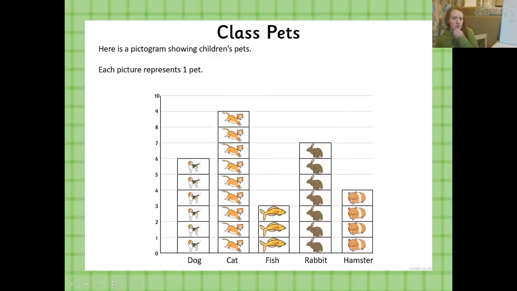Here is a pictogram showing children's pets. And here we go, each picture represents 1 again. So let's have a look at the hamsters. 4 children, 1, 2, 3, 4. Let's check by going across here. 4 children like hamsters.